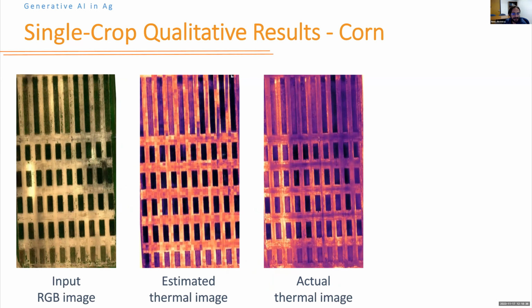So this is just to give you an impression of what happens in the single crop performance. We have the input RGB image on the left, and on the right, we have the actual thermal image. Those images were not used to train this specific model because they were the validation set, but you get the idea. And here you can see the estimated thermal image.